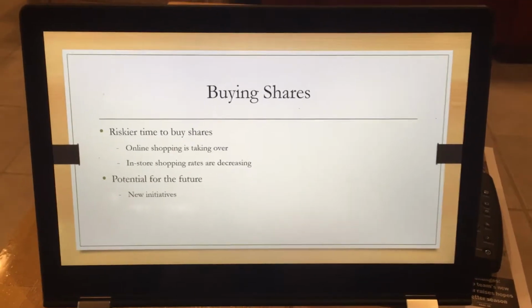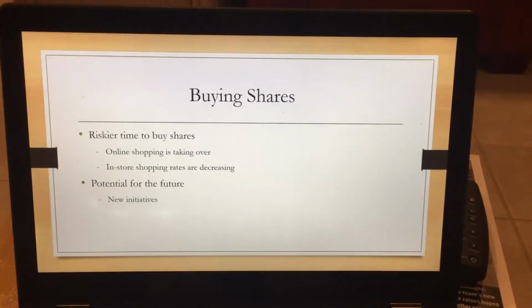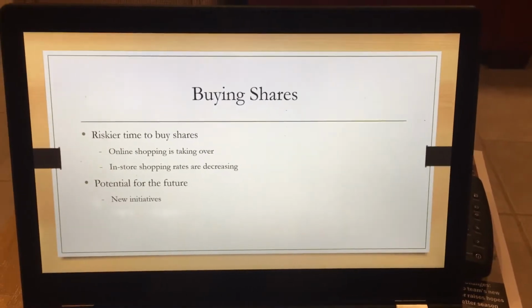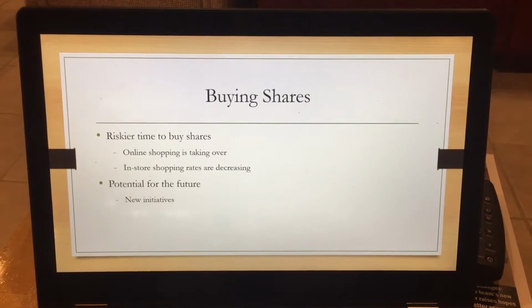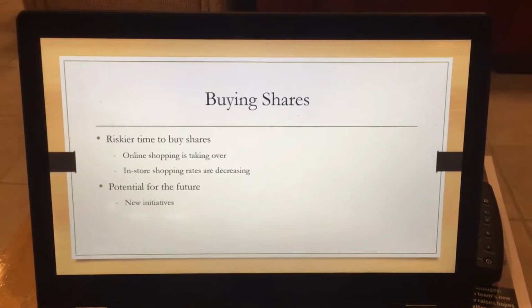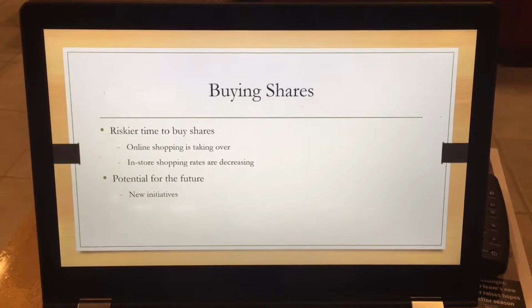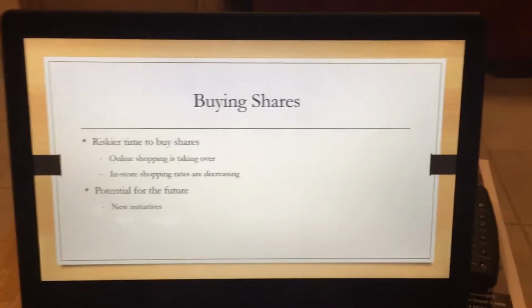So buying the shares right now might be a little bit riskier just because online shopping is taking over and all of those new initiatives that Nordstrom's trying to put in place haven't been fully put in place yet. So there is still potential for the future with those new initiatives, but currently it's definitely still risky to buy shares.